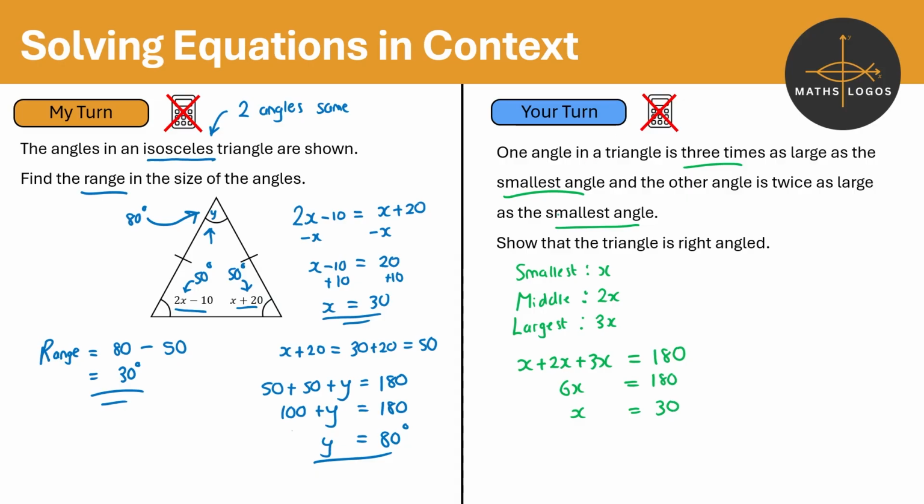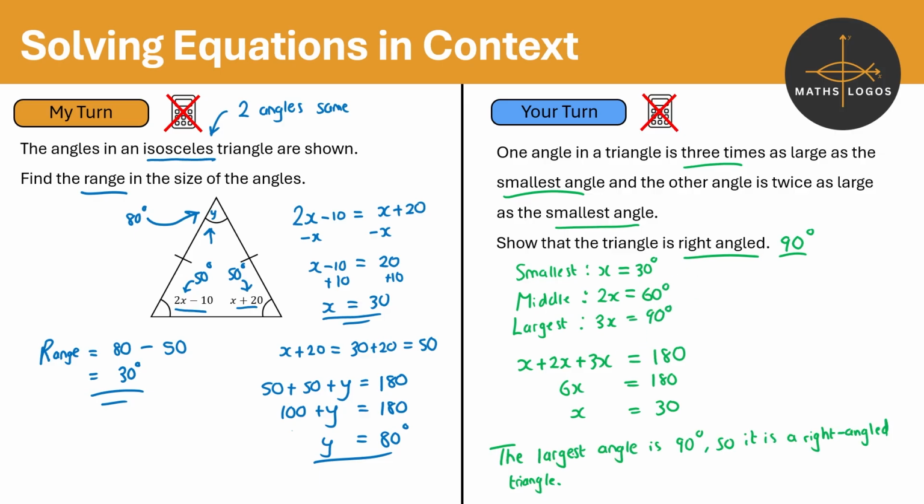My question asked me to show that the triangle is right angled. Now, a right angled triangle has one angle that is 90 degrees. So that's what I want to show. Let's go back to each of my angles and work out what they actually are. Well, x we said was 30 degrees. 2x therefore would be 60 degrees, and 3x would be 90 degrees. So in a show that question, you want to write a conclusion, and I've done that below. I've said the largest angle is 90 degrees, so it is a right angled triangle.